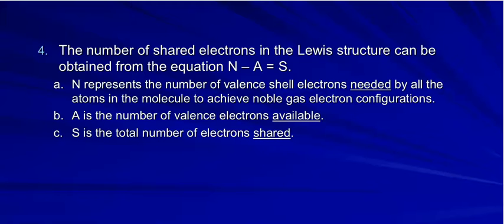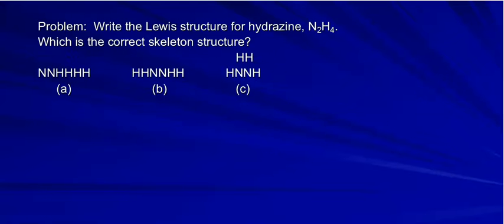You can use this formula if you'd like. The number of shared electrons can be obtained from the equation N minus A equals S. N is the number needed, A is the number available, S is the number of electrons shared. Now this equation will only work if it's not an exception, but you can certainly use this equation to see the number shared.